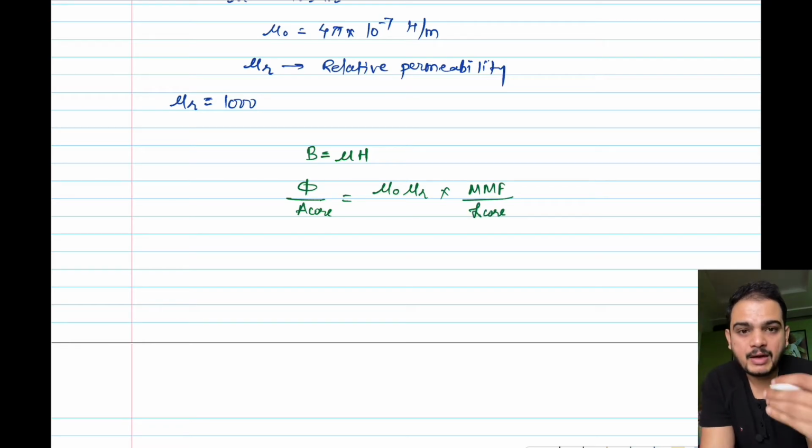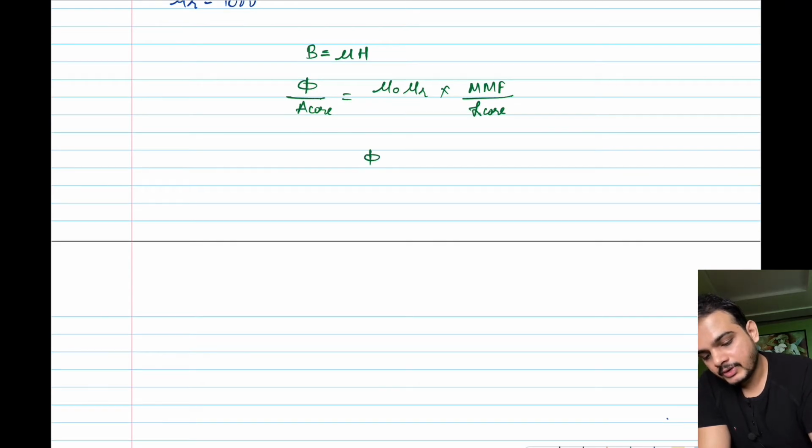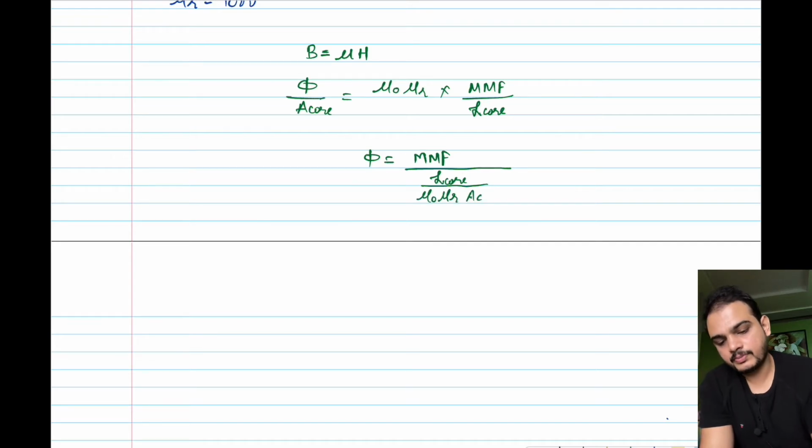Total amount of mmf available across the unit length of core material, that is nothing but the meaning of magnetic field intensity. Okay, now after rearranging all this, what we will get? Flux is equal to mmf divided by length of core divided by mu naught mu r into area of core. Okay, this is very important.